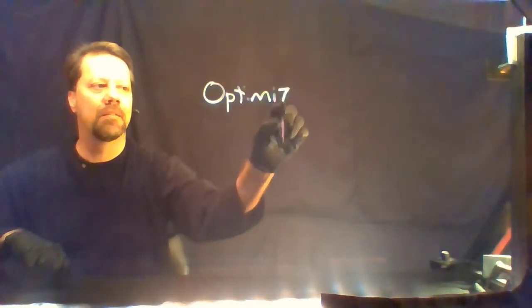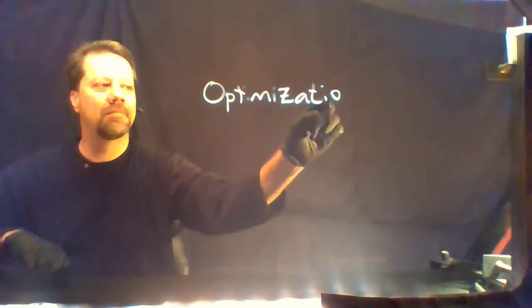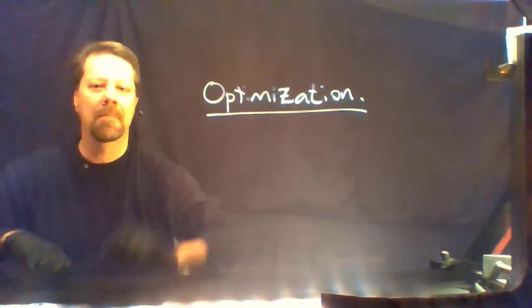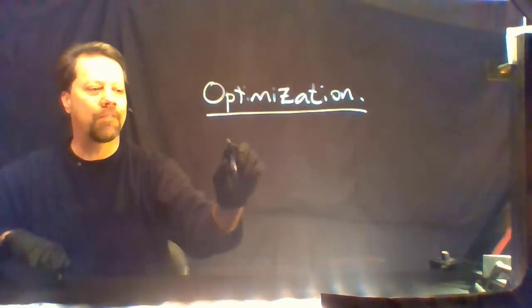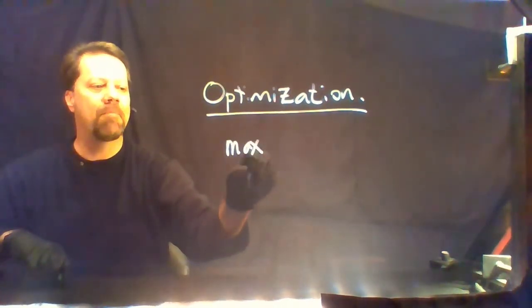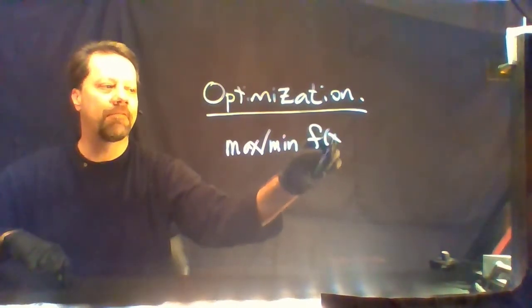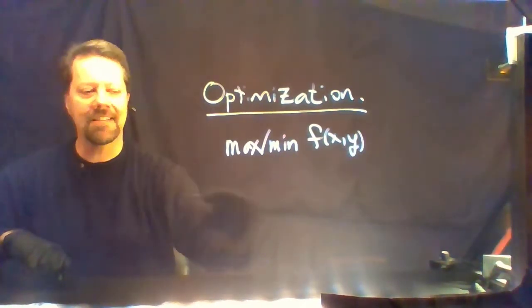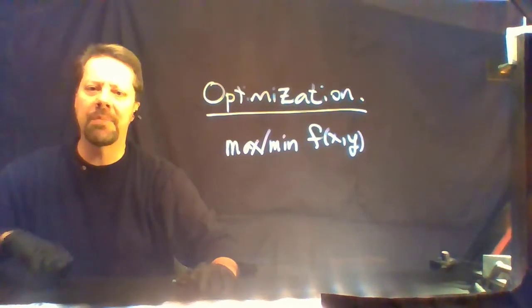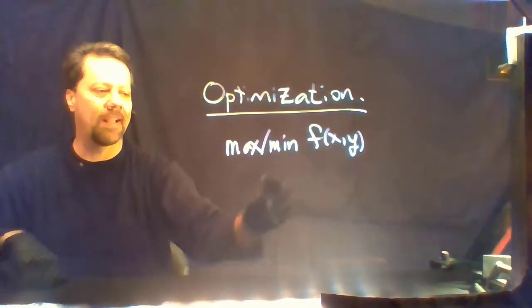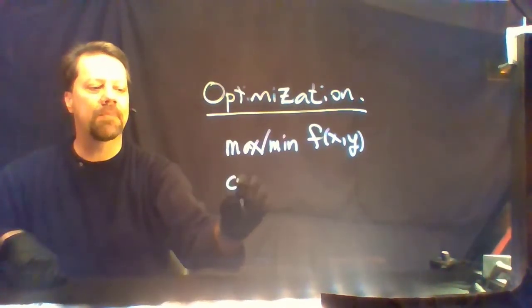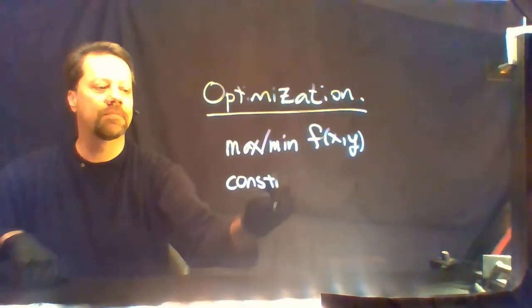Today we're going to talk about optimization. These typically have the following form. We're trying to find the maximum or minimum values of some function, and in this class, a function of two independent variables, x and y. But this will be subject to some kind of constraint.